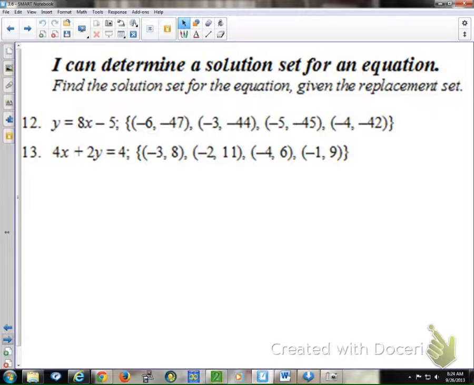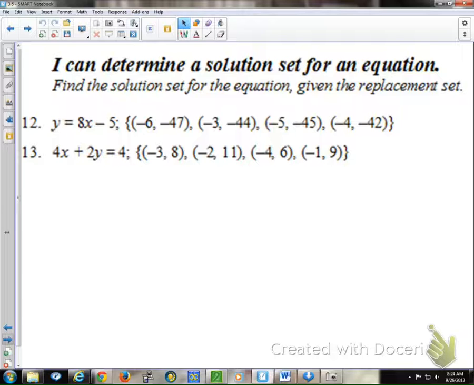I can determine a solution set for an equation. Find the solution set for the equation given the replacement set. Now, you want to write down these correct answers. I already graded your progress yesterday. You want to write down these correct answers as we do them because this is what you're going to have to study for this material. So this is like a study guide? Yes, this is the study guide for this portion.